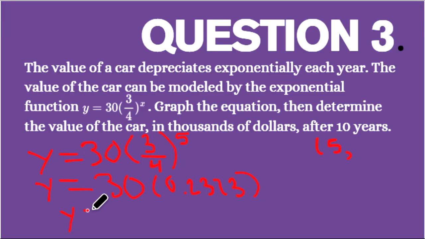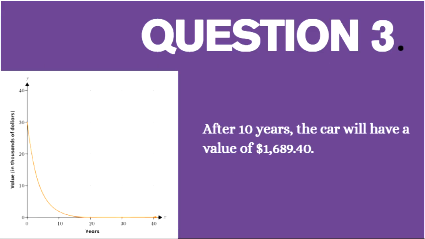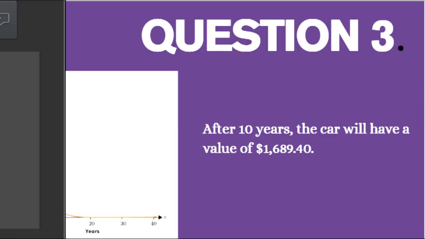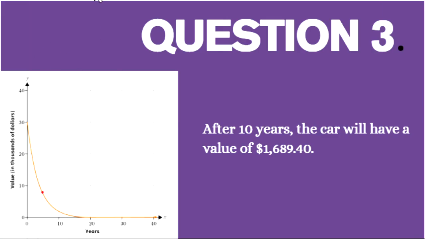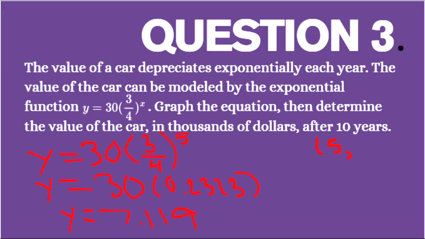Now we have y equals 7.119. I don't know why this isn't thousands of dollars. I feel like I'm screwing it up already because I am such a genius. Let's go see if we have a 5 and a 7. That doesn't make any sense. So at 5, it should be about there, which is probably 7,000. Okay. So yeah, for whatever reason, that's 7,000 instead of 7.1. We're just going to roll with it.